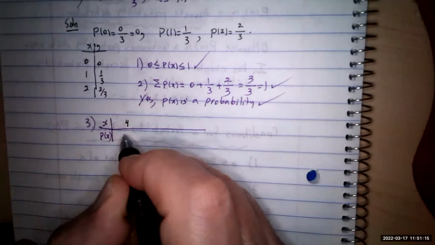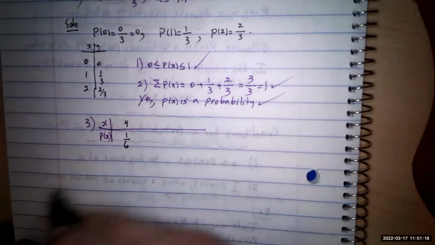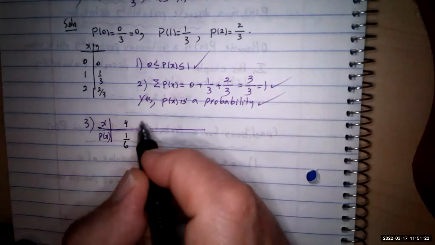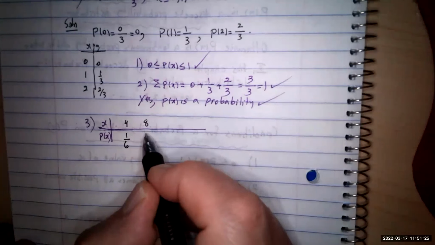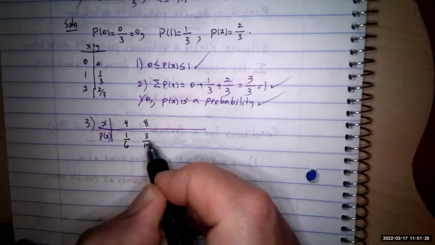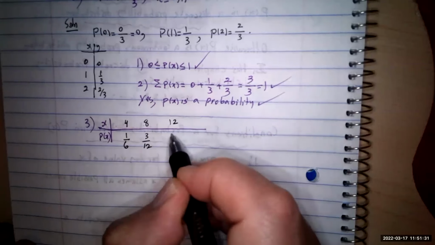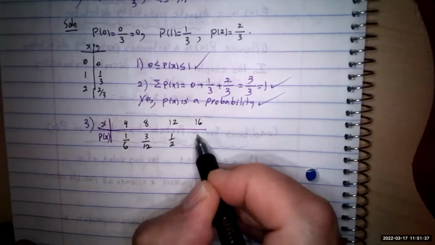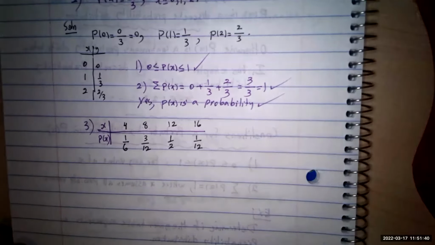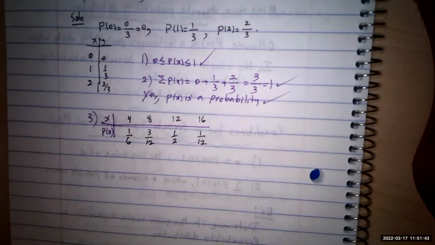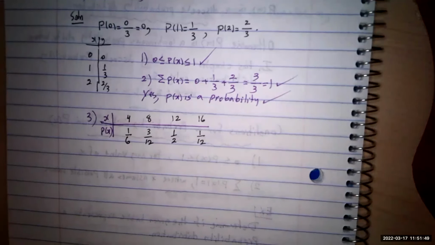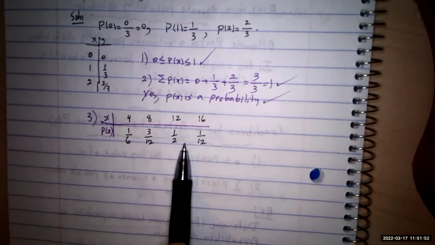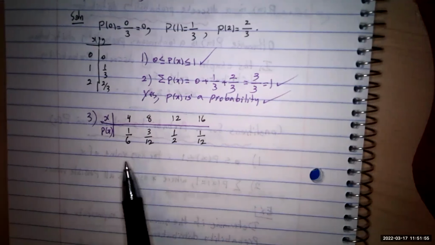When X is equal to 4, we have 1/6. When X is equal to 8, we have 3/12. And when X is equal to 12, you get a half. And when it's 16, you get 1/12. So that's the X and the P(x). Then you want to check to see if it's going to be a probability. The first condition is satisfied because all these fractions are less than 1. You have to add them together to make sure that the result is 100% or just 1.